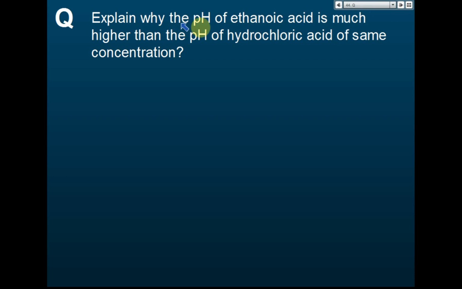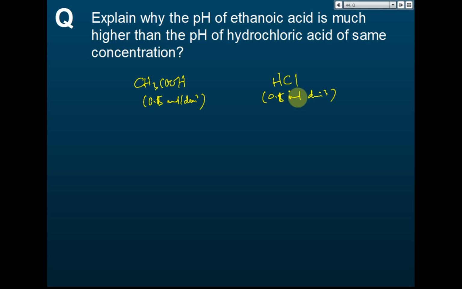Okay, explain why the pH of ethanoic acid is much higher than the pH of hydrochloric acid of the same concentration. Okay, let's say we have ethanoic acid, and then we have hydrochloric acid. Then both of them have the same concentration. Let's say the concentration is 0.5 mole per decimeter cube. We are going to learn concentrations maybe next week or so, okay? This one also 0.5 mole per decimeter cube. Let's put 0.1, 0.1, okay?